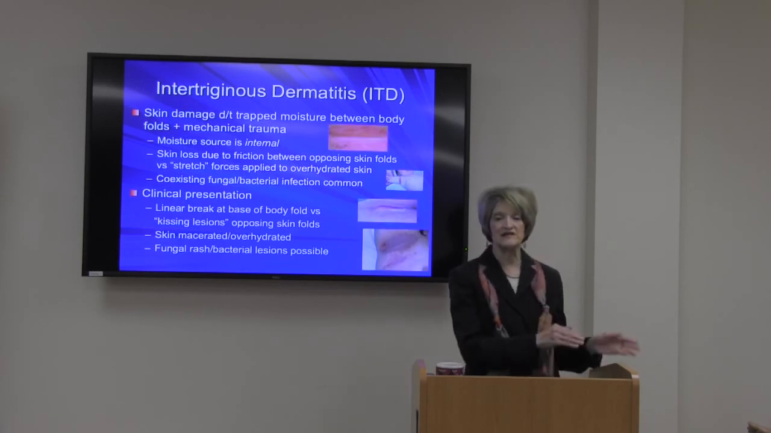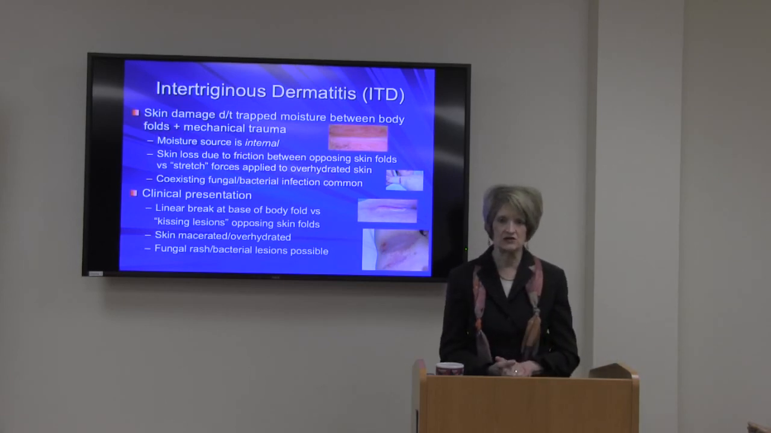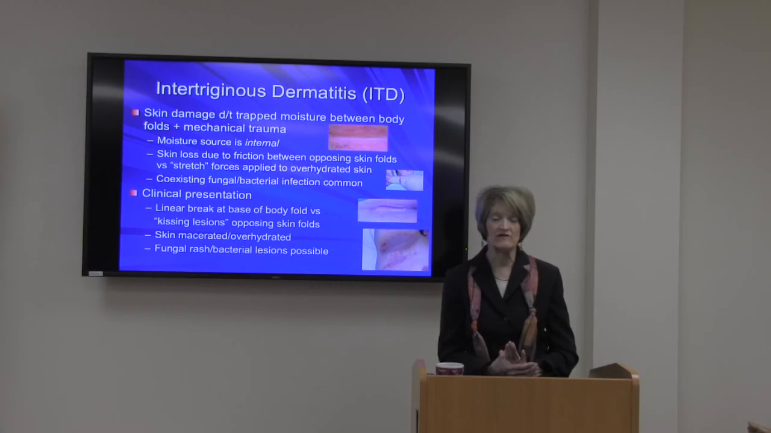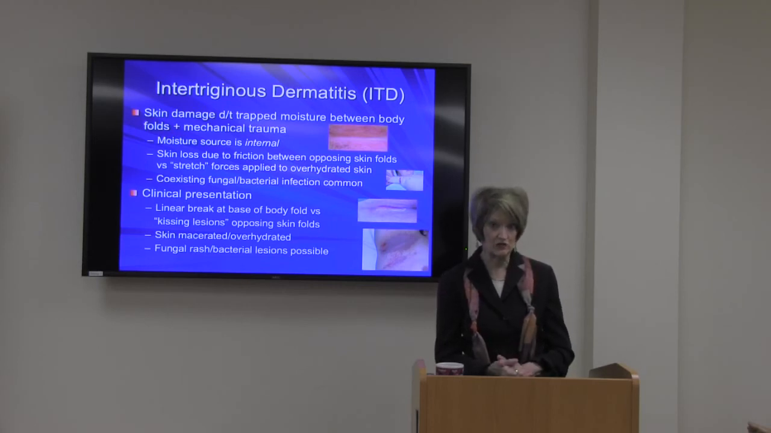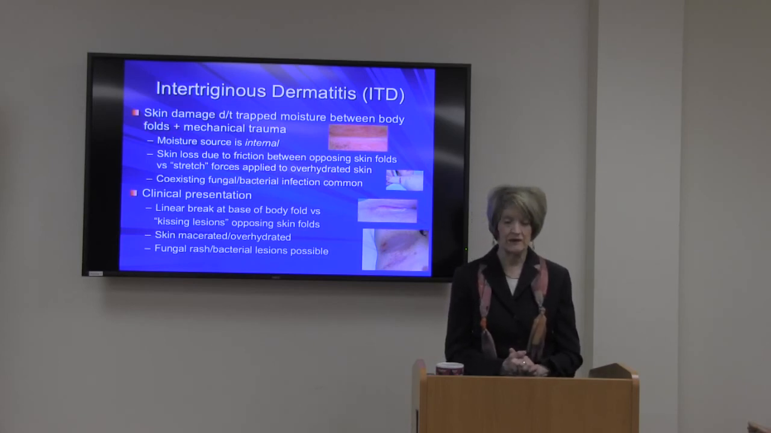on. Okay, so we've said there are 4 distinct types of moisture-associated skin damage. We've talked about incontinence-associated dermatitis, where it's all about protecting the skin from urine and stool. Now we're going to talk about intertriginous dermatitis, or ITD, which is very different. And these lesions are very, very commonly mistaken for pressure injuries. So what is intertriginous dermatitis? It's skin damage caused by trapped moisture between body folds.